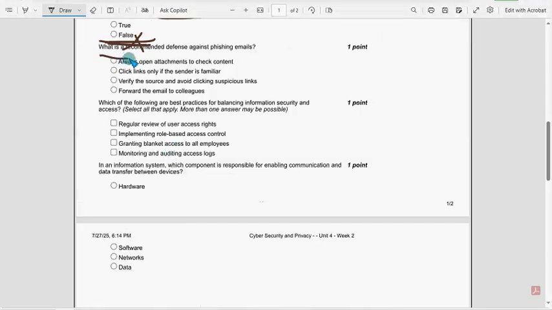Next one, what is a recommended defense against phishing emails? Verify the source and avoid clicking suspicious links. So the third option could be the probable solution, right?